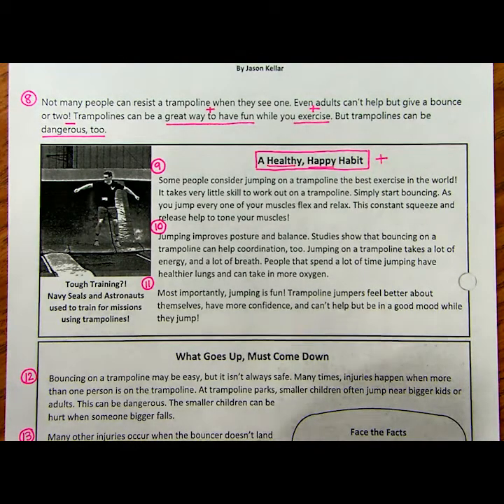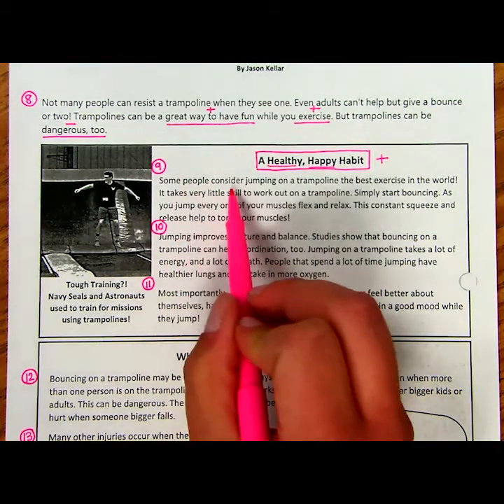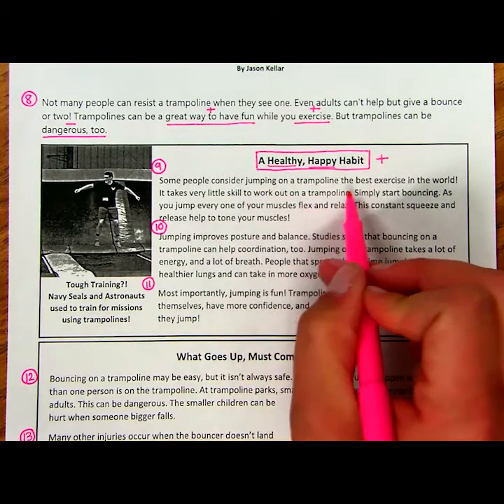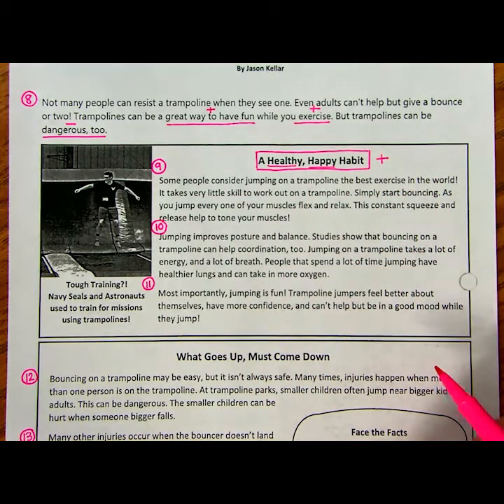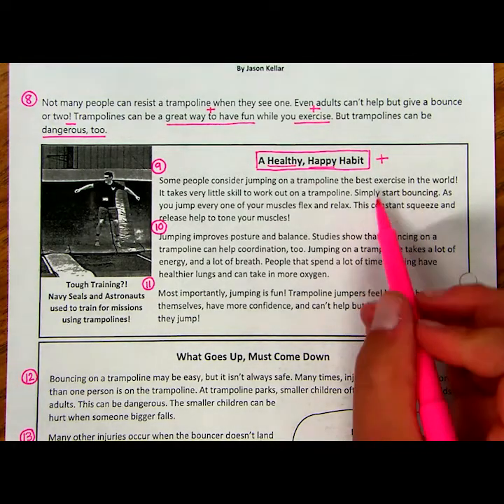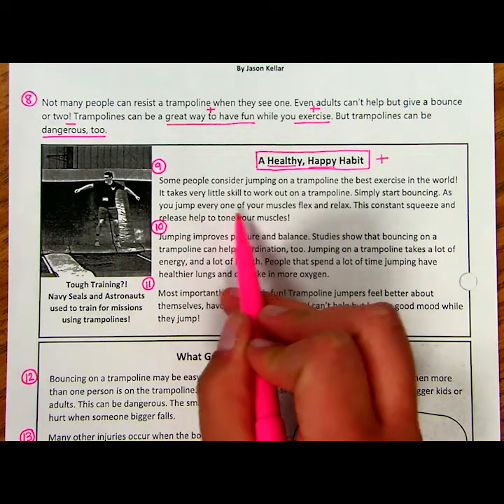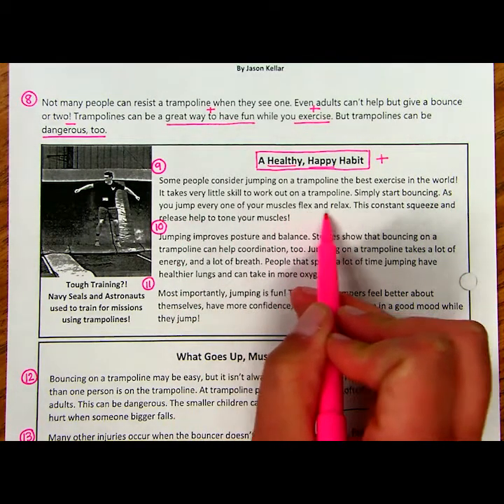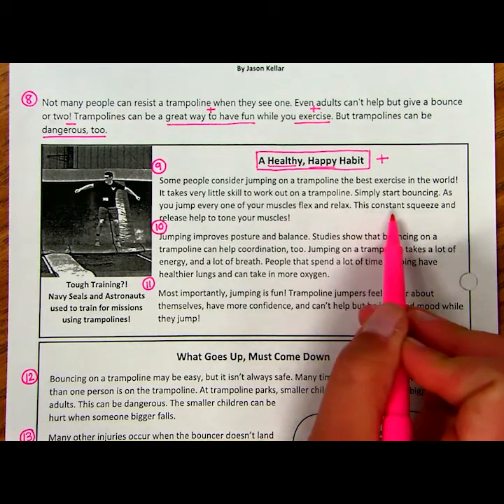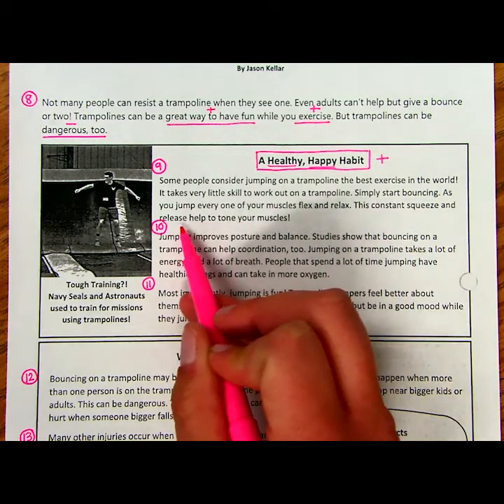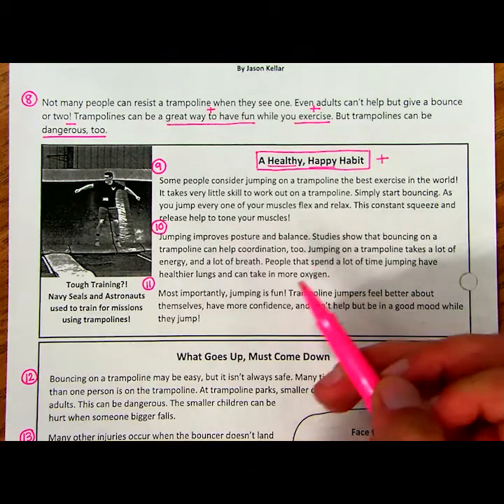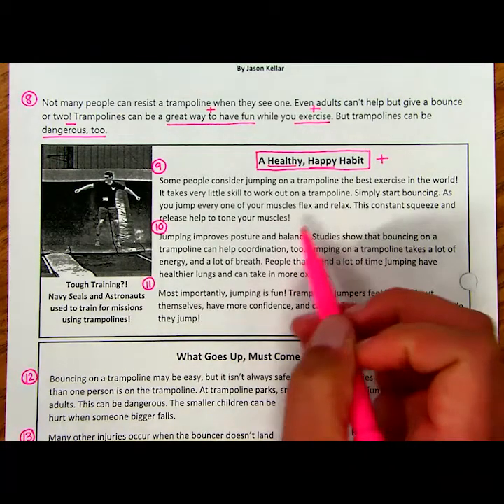Paragraph 9. Some people consider jumping on a trampoline the best exercise in the world. It takes very little skill to work out on a trampoline. Simply start bouncing. As you jump, every one of your muscles flex and relax. This constant squeeze and release help to tone your muscles. Huh, maybe I should do that.